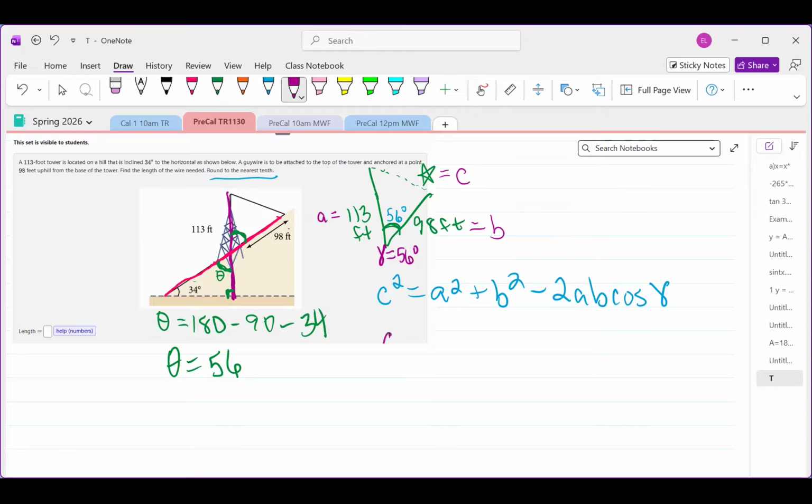And now I can use my formula. So we'll have C squared equals 113 squared plus 98 squared minus 2 times 113 times 98 times the cosine of 56.